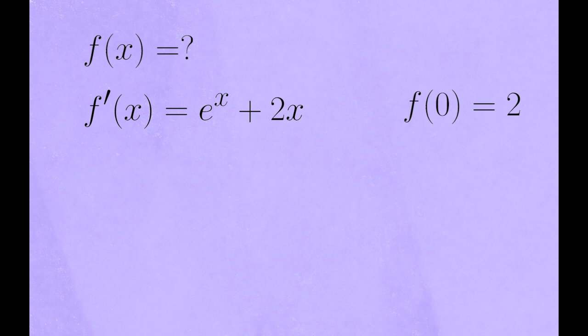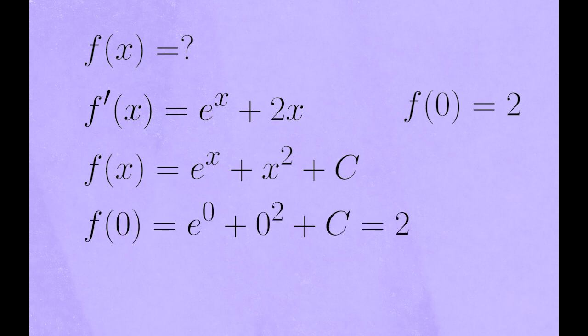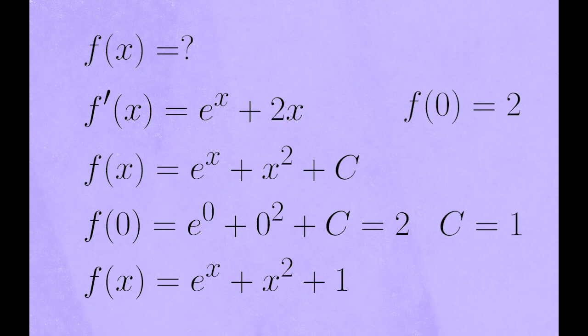For instance, suppose we want to find the function f(x) which satisfies that f'(x) = eˣ + 2x, and that f(0) = 2. Firstly, we find the most general antiderivative of f'(x), which in this case is eˣ + x² + c. You can check this by differentiating. Now we need to find the value of c. We plug in x = 0 and set this equal to 2, and find that e⁰ + 0² + c = 2, and so c = 1. Therefore, our function is f(x) = eˣ + x² + 1.